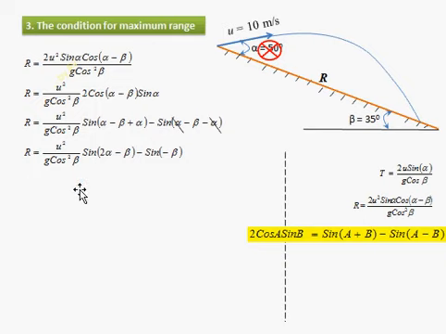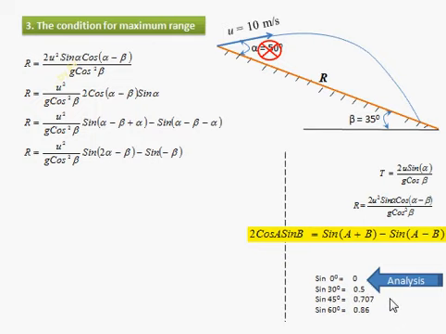Let us go for the analysis directly. Let's concentrate on this position. Sine 0 is 0, sine 30 is 0.5, sine 45 is 0.7, and then 60 and 90. Sine 90 degrees has the maximum value, that is 1. So we need to use 90 degrees here instead of 2 alpha minus beta, so that we will get the maximum value here, that is the maximum R value.